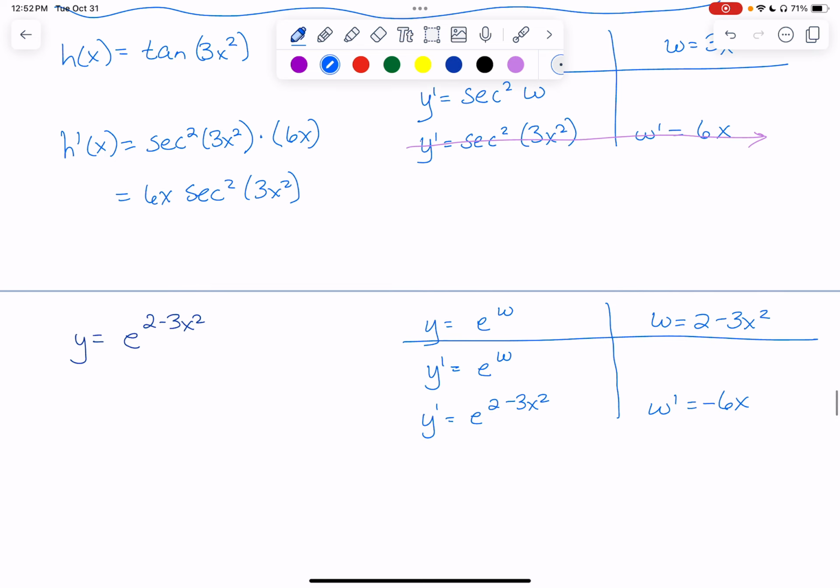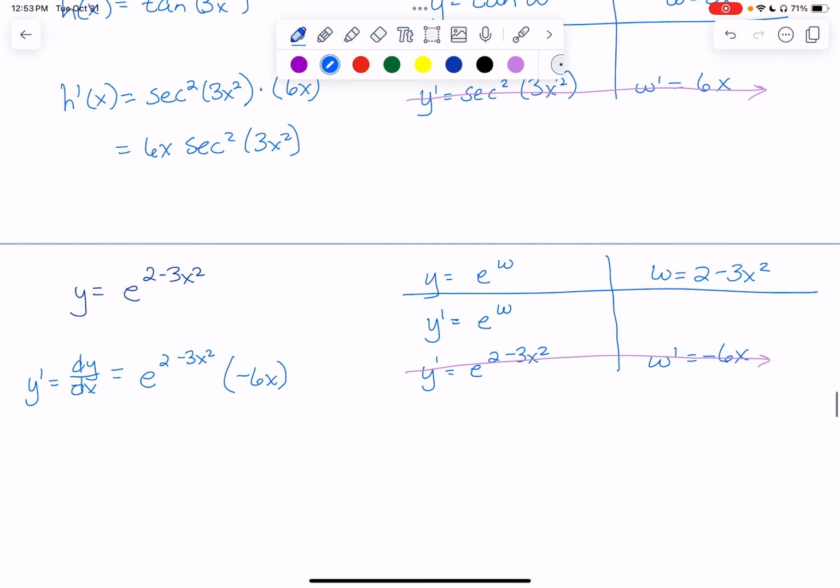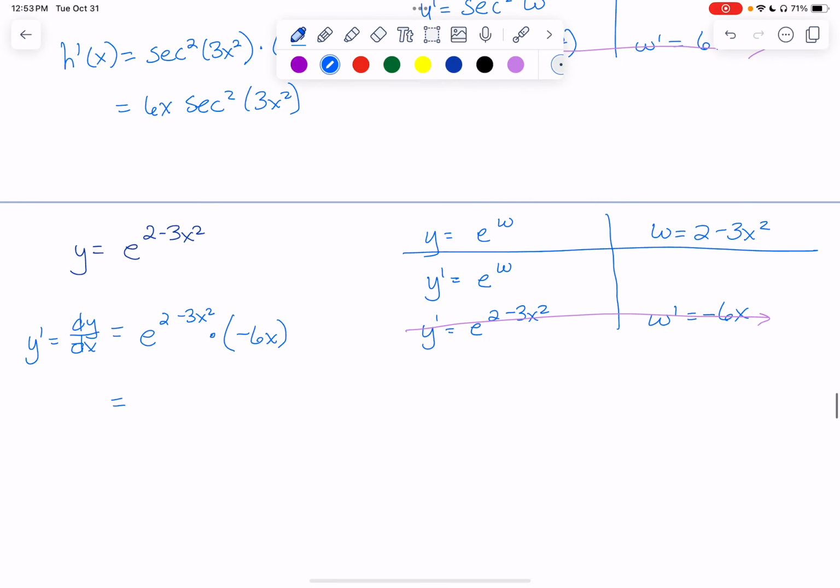Gotta love those sixes. I can find my derivative of y, which is also dy dx, if we want to write it that way. Now remember, I'm just going to chain right across the bottom with both my derivatives. So I'm going to have e to the 2 minus 3x squared, all times a negative 6x. Make sure you put parentheses around that negative 6x. We're multiplying those. We're not subtracting that 6x. I can write it out front a little more clearly by writing negative 6x e to the 2 minus 3x squared. Okay?